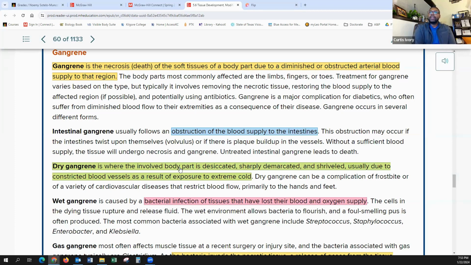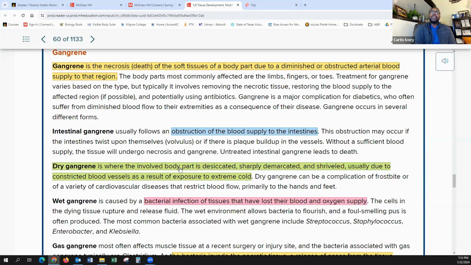Wet gangrene is a bacterial infection that has a loss of blood supply and oxygen supply. So imagine if you have an infection, a bacterial infection, and a big wound.